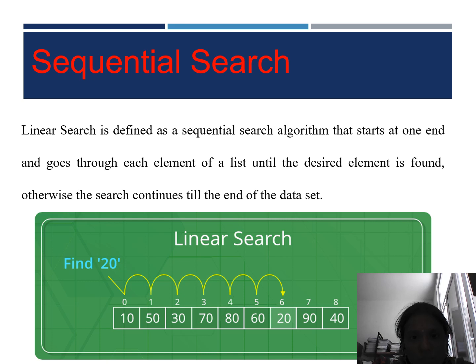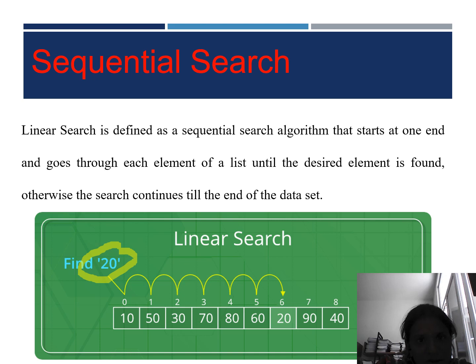Here the input is a list of elements, like 10, 50, 30, 70, 80, 60, 20, 90 and 40. The array size is 9, with indexes starting from 0. We have a search key to find. Here the search key is 20. If 20 is found in the given elements, we return the index position. Otherwise, for example if the search key is 22, is 22 in this array? No. So we return -1, that is, no match found.